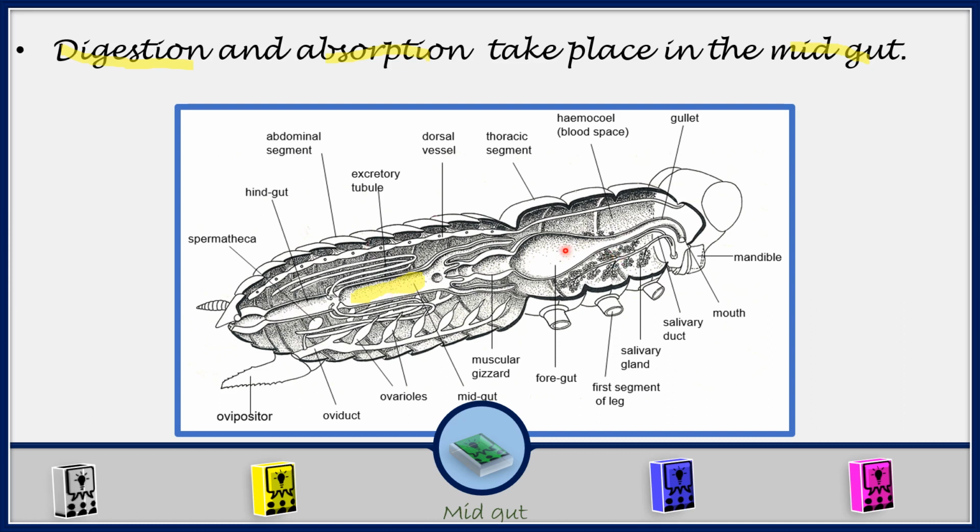We have seen here that the foregut stores ingested food. And then we saw the masticular gizzard here. The masticular gizzard's function is to crush the food into tiny fragments. And when you come to the midgut here, the midgut carries out digestion and absorption of the food.